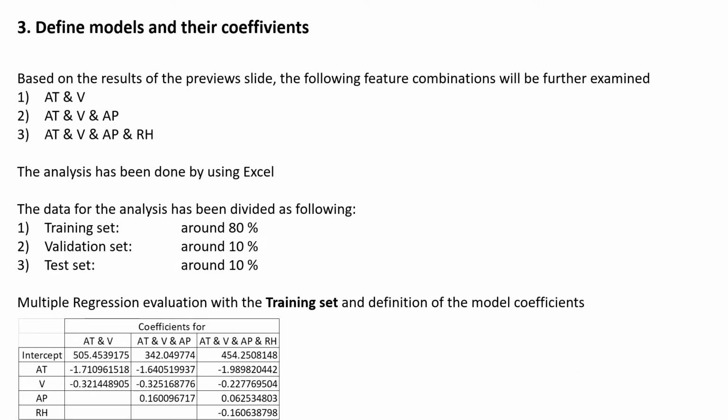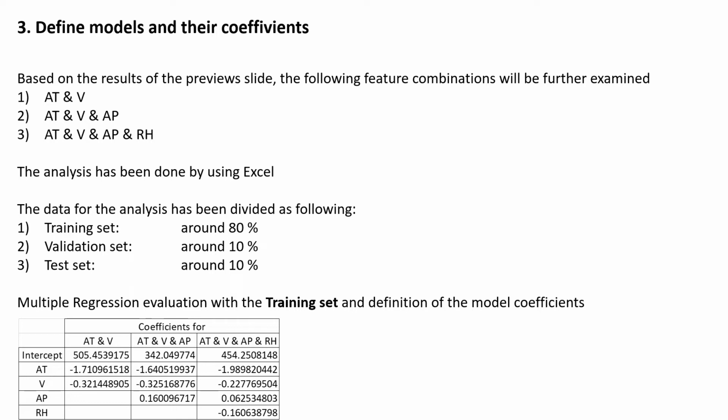Now the next step was to define models and their coefficients. As said before, and based on the results on the previous slide, the following feature combinations will be further examined: model 1, AT and V; model 2, AT and V and pressure; and model 3, AT and V and AP and relative humidity.